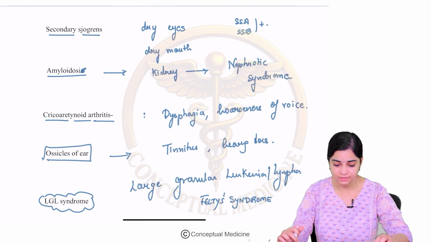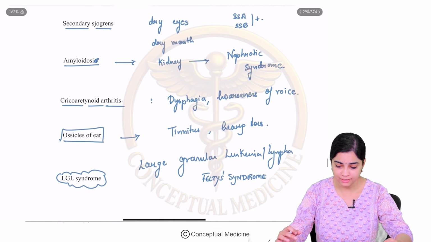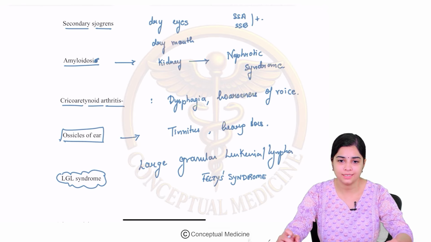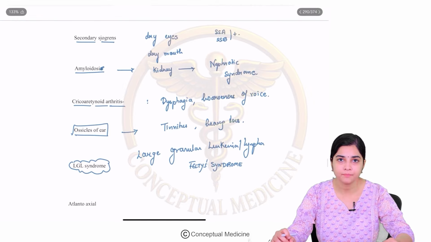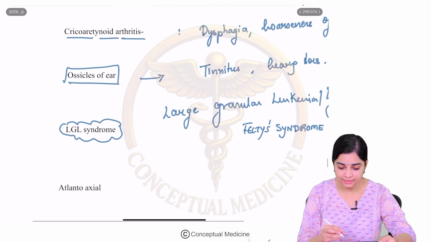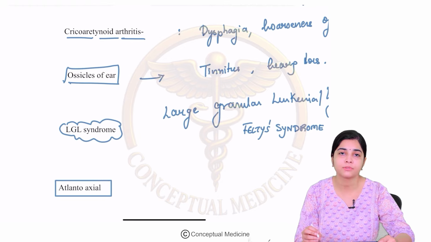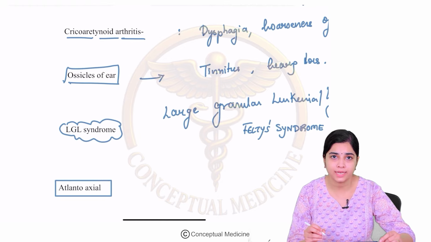Okay, especially in individuals who have an underlying Felty syndrome, you can develop this LGL type of secondary malignancy. Fine. Then, what about the atlantoaxial involvement? So, rheumatoid arthritis also has a predisposition to involve the atlantoaxial joint.